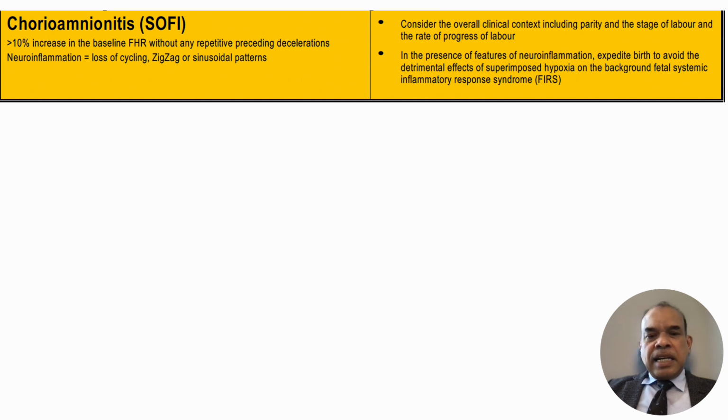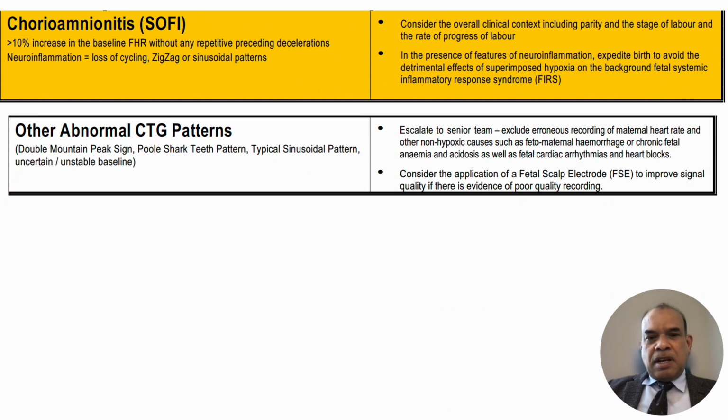And then the guideline has included in October 2024 a section on chorioamnionitis and what features you would see on the CTG trace in chorioamnionitis. And also there's a section on other abnormal CTG patterns. For example, the double mountain peak sign that you would get in second stage of labor if someone is wrongly monitoring the maternal heart rate as fetal heart rate.